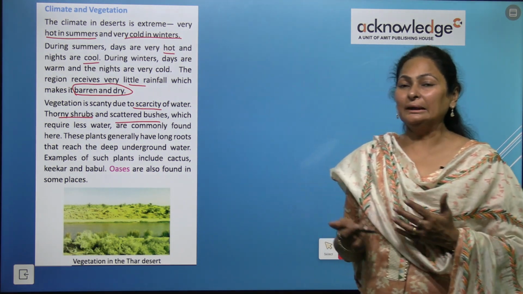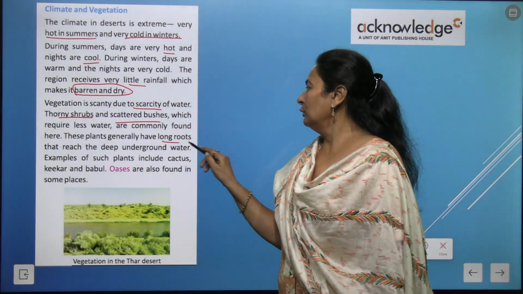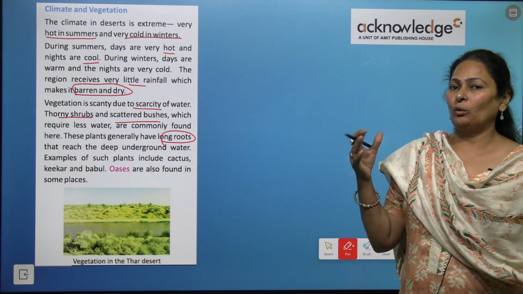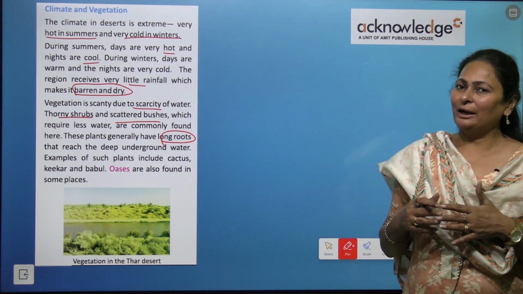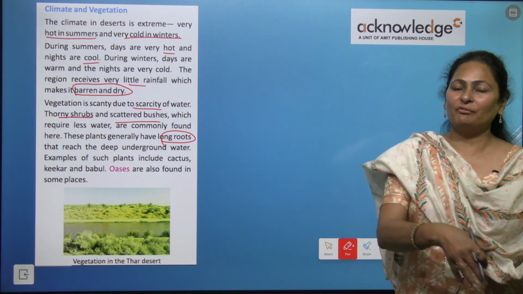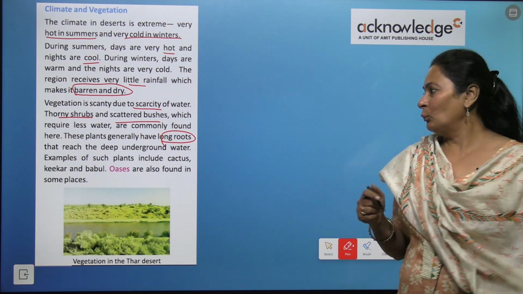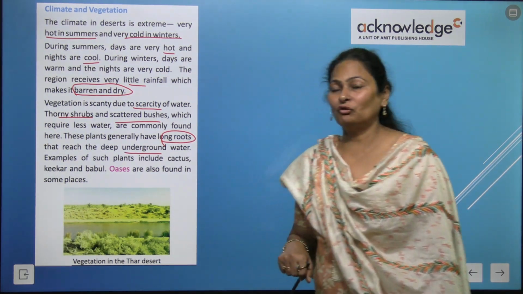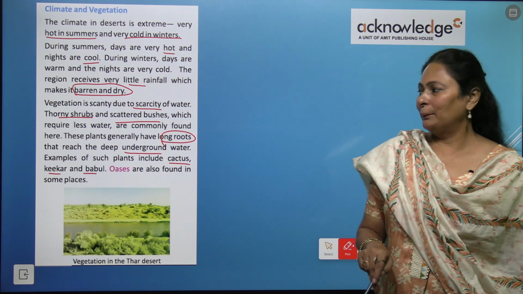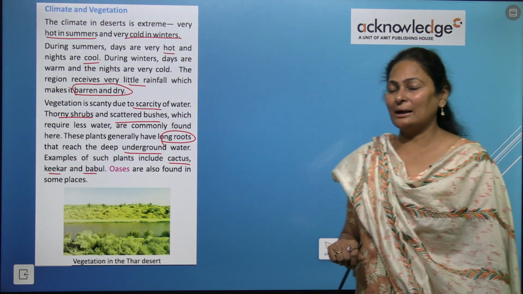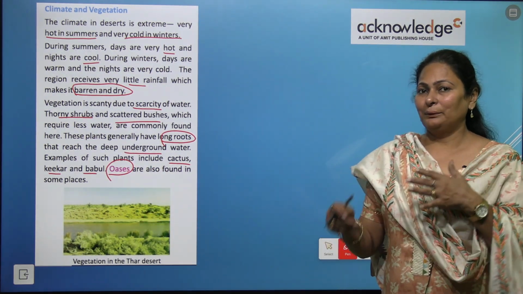Cactus, babool, kikar, these plants need less water and they have long roots, right? The work of the root is to absorb water from the soil and transport it to the different parts of the plant. So the root goes very deep into the soil, in the sand, under the ground, to reach the deep underground water. Examples of such plants include cactus, kikar and babool. Oases are also found in some places. Oases means where the water is available, right?